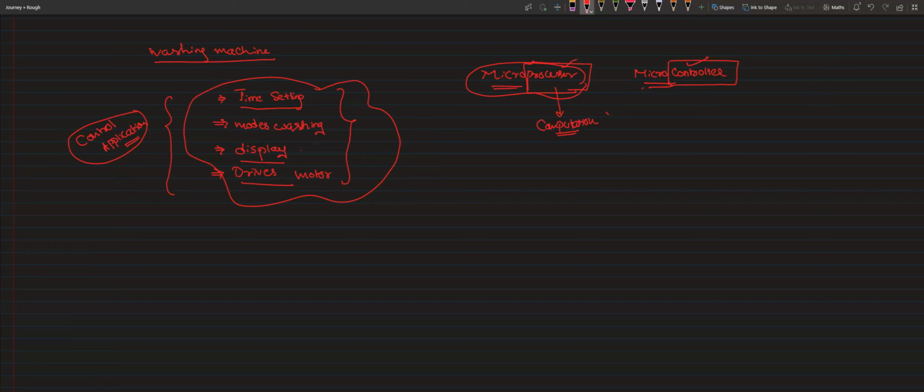So coming to the microcontroller, what is the difference between microprocessor and microcontroller? In case of a microprocessor, we will have one CPU. CPU is where all our computation happens, the ALU, where arithmetic and logic operations happen. And whatever external peripherals there are, memory or IO or interfaces, everything we externally connect to it.